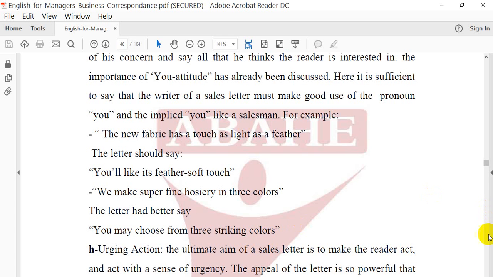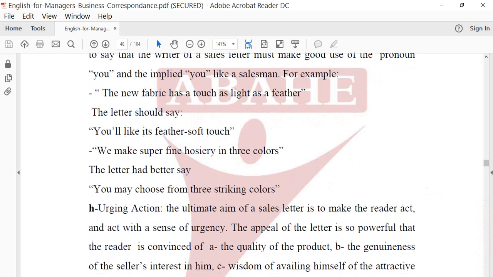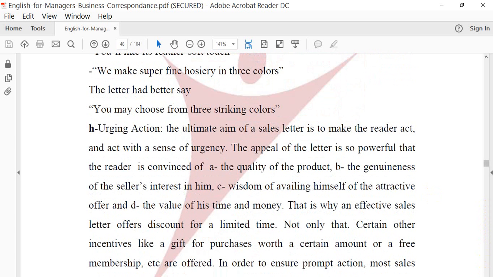Let's go to urgent action. What does it mean, urgent action? It means how to let the reader react with you immediately after the reader reads your sales letter. Immediately he will communicate with you and write a letter to you that he needs your product. But what do you have to say, how to make him react with you?